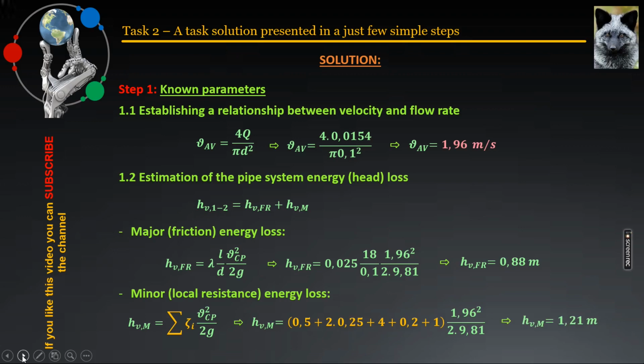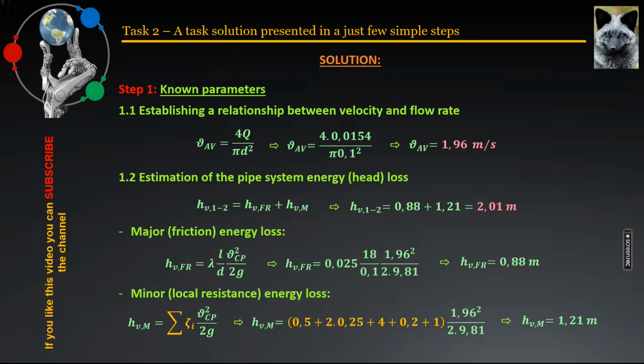1.21 meters. In order to complete step 1, it's necessary to go back a few rows higher and sum the values obtained for the two types of energy losses, thereby enabling the final calculation of the total energy loss in the pipe, and in this case it will be 2.01 meters. Now we can easily move on to the implementation of step 2.